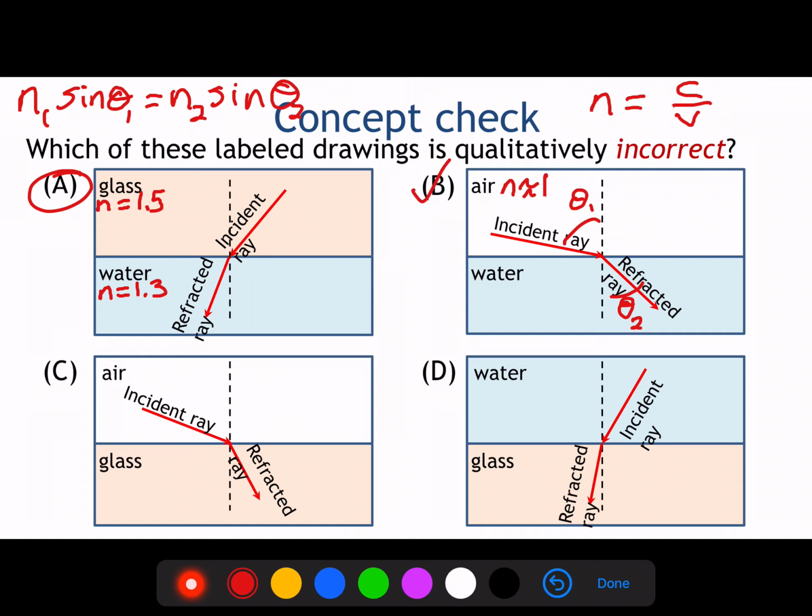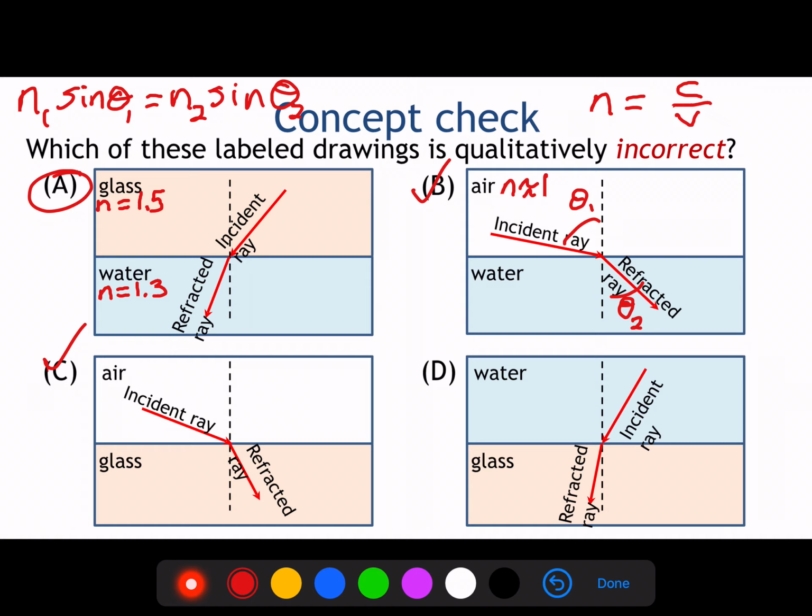And if we go from air into glass, that's going to be a similar situation. Air is the quote-unquote quickest of all of these media, so anything that's going from air to either water or glass should be bending towards the normal, and indeed we see that that's happening here.